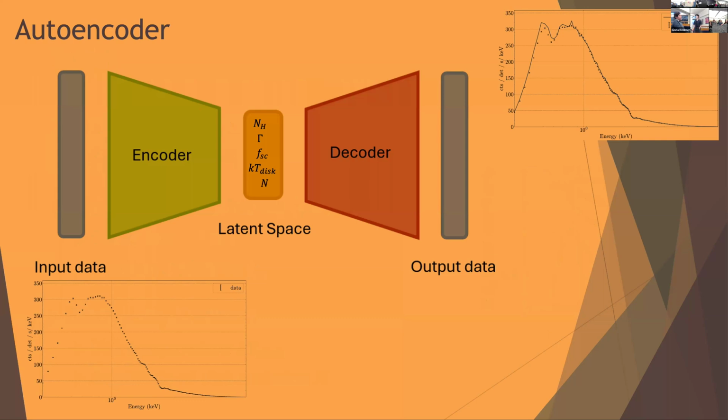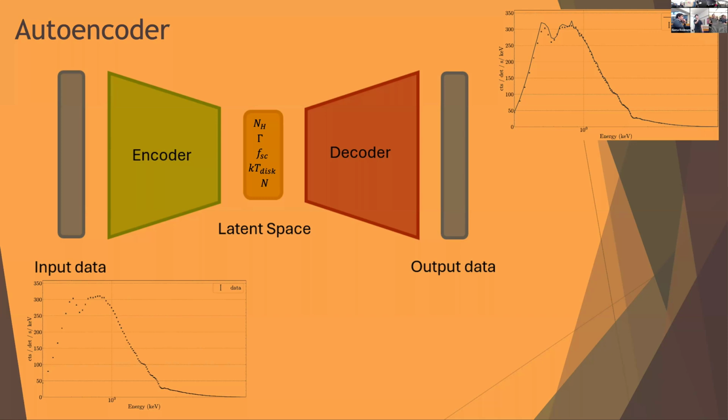So autoencoders essentially take input data and reduce the dimensionality into this latent space, and this latent space can then be fed through the decoder to give us our output data. In this case, our input data is a spectrum. We want to narrow it down to get our 5 physical parameters, the parameters in the model that I just mentioned. And then we can also use the decoder to reconstruct it.